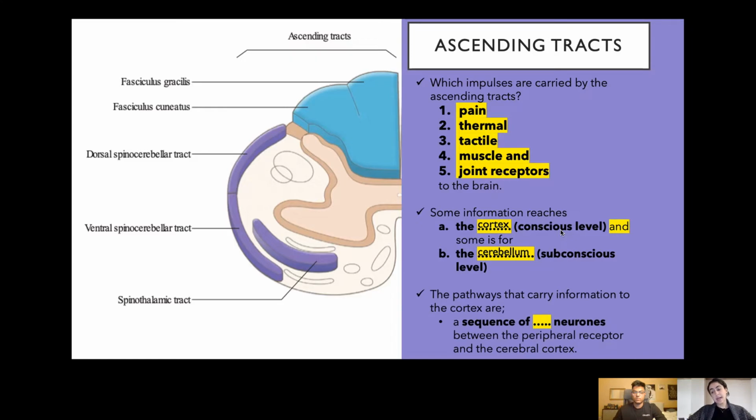The pathways that reach up to the cortex, they have something in common. They have a sequence of 3 neurons. Those 3 neurons will start from the peripheral receptor, and the third neuron will end up in the cerebral cortex.